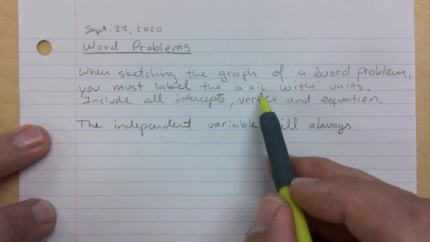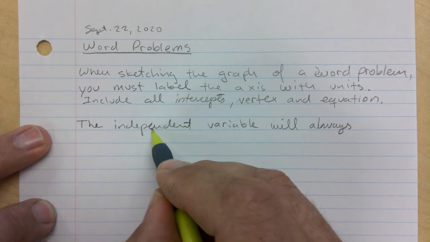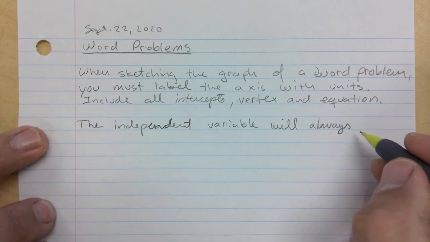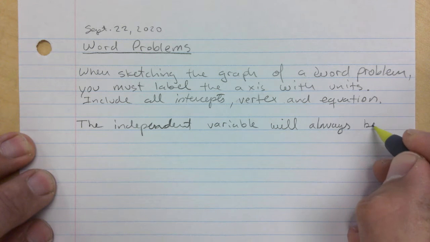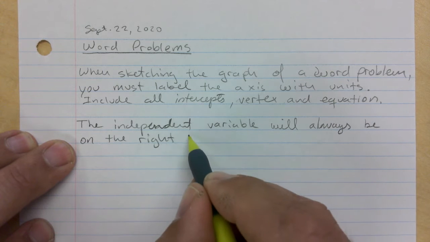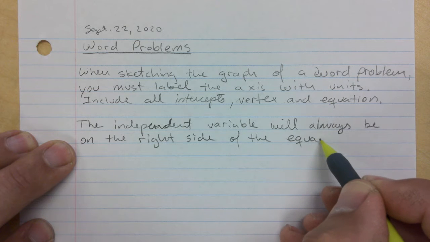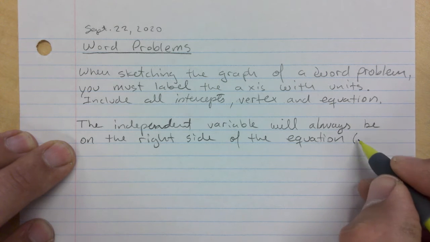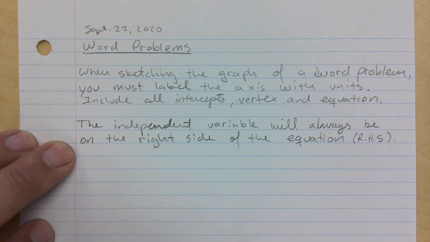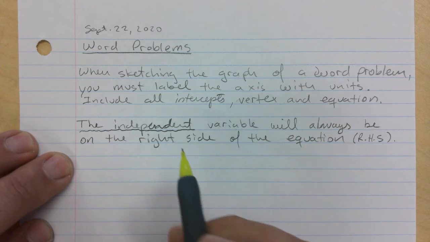The axes, the independent variable will always be on the right side of the equation. We call it right-hand side, okay? Right-hand side. So the independent variable is always there.